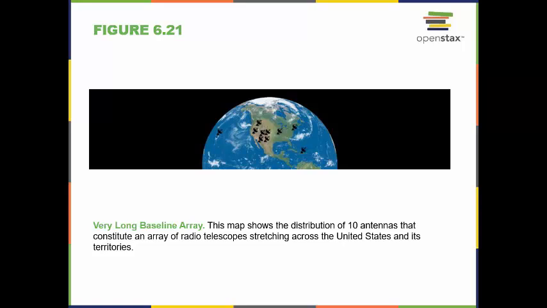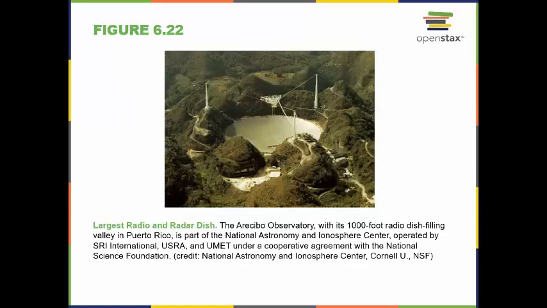Here we see the Very Long Baseline Array, and this shows the distribution of 10 such antennas, or radio telescopes, stretching across the United States. The largest radio and radar dish is a 1,000-foot radio dish filling the valley in Puerto Rico. It actually was a natural valley, and they smoothed it out and made it optically sensitive to radio waves, and that's now the telescope.